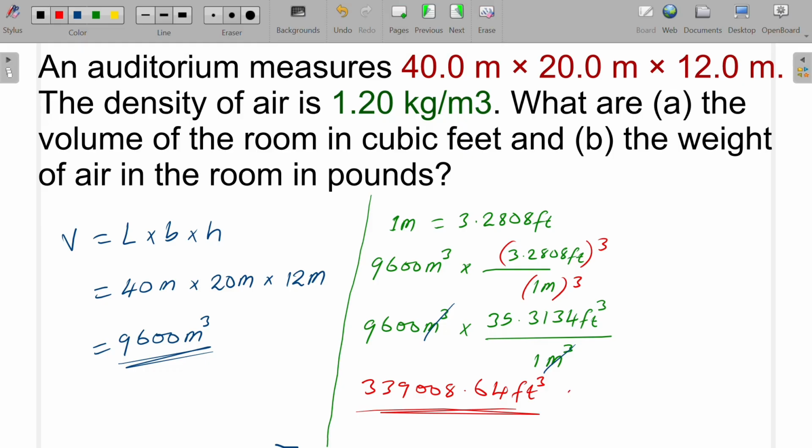This can also be reported in scientific form, where we say this can be 3.39 times 10 to the power of, we move the decimal point 1, 2, 3, 4, 5, so to the power of 5 cubic feet. So this is the answer that we needed for the first part. We found our volume in cubic feet, so the first part is done. Let's look at the second part, where we are finding the weight of air in the room in pounds. For that one, we need to find our weight in pounds.